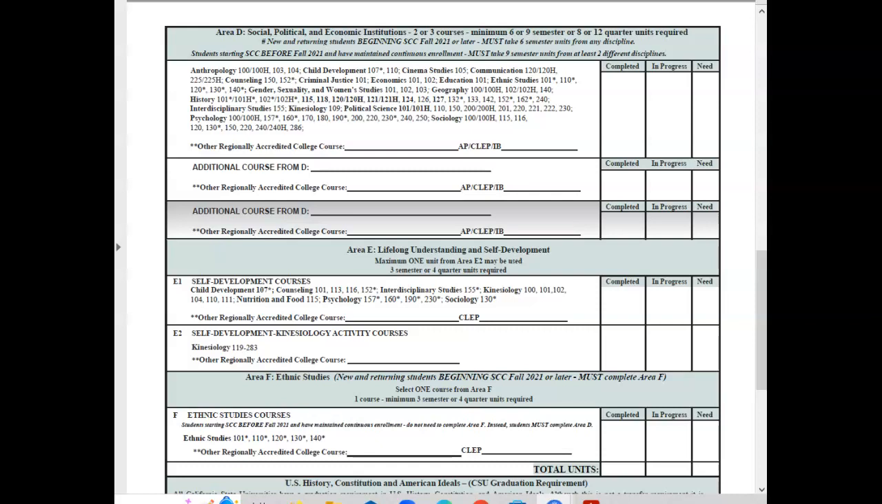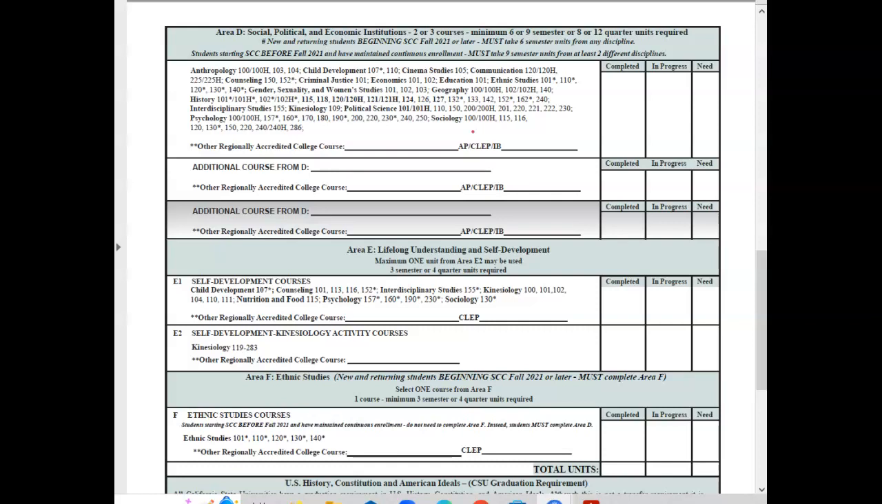be at least 2 different disciplines. So for example, you can't take all 3 classes under the psychology discipline. You have to do 2 from psychology and 1 from anthropology, and so on. So that's basically what that means.